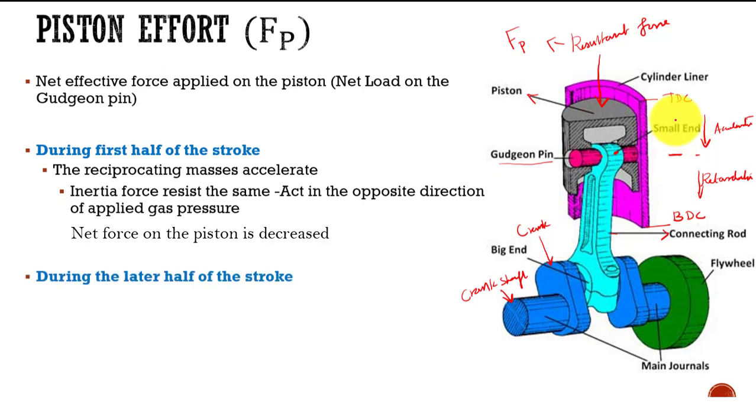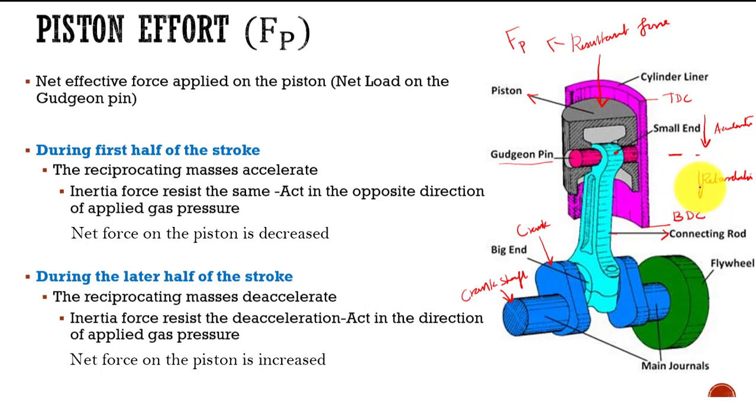Fine. And then let's talk about what would happen during the later half of the stroke, from this center point to BDC. During that time, the reciprocating masses decelerate. That means it has to come to rest at this point, then again it has to move to the TDC. So this cycle continues. During the retardation, the same inertia force acts along the direction of the applied gas pressure. If the gas load is acting in this direction, the inertia force is also acting along the same direction, so it helps the motion.